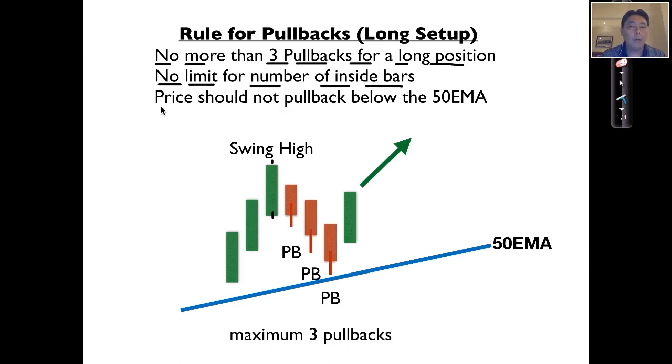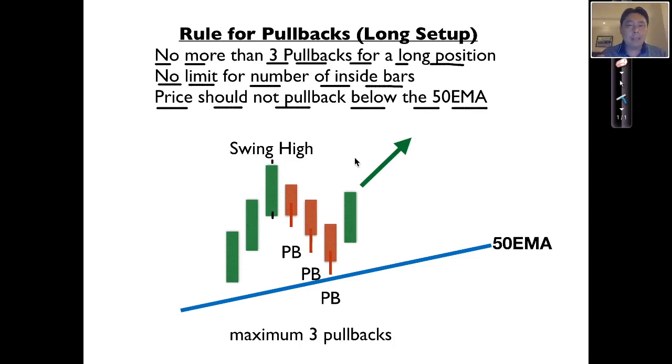And also, we have to ensure that the price should not pull back below the 50 exponential moving average. Notice that that line is the 50 exponential moving average. So as the price pulls back, it should not pull back below that. If it pulls back below that, it's no longer valid, right? Or if the 6 EMA crosses below the 18 EMA, that is also not a good trade to take, okay?